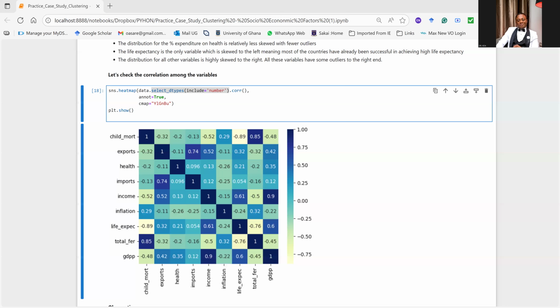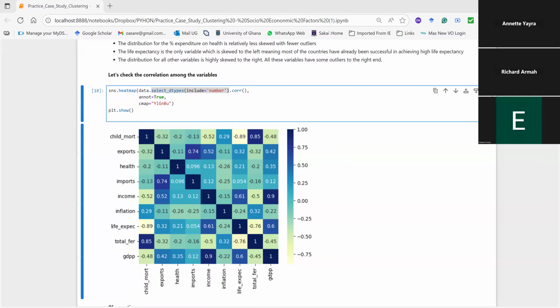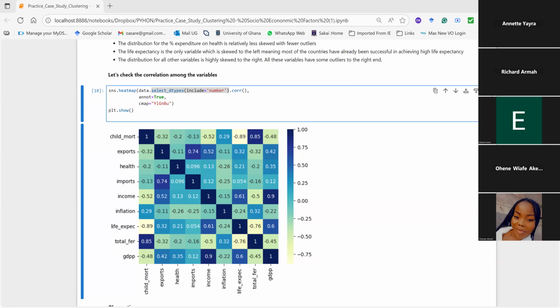Who else has done that? Who else has been able to run this? I'll need most of you to be able to run it. So show your hands when you've been able to run it. I need most of you to be able to do this. So if you've been able to do it, let me know.